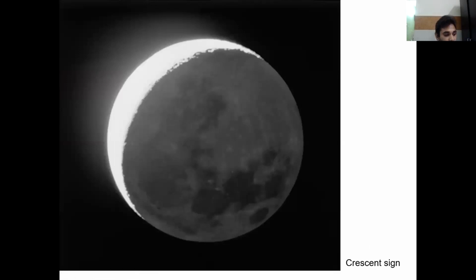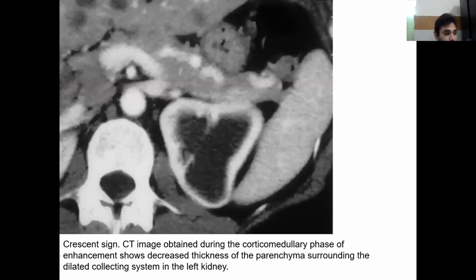Next, the crescent sign. Crescent sign. CT image obtained during the corticomedullary phase of enhancement shows decreased thickness of the parenchyma surrounding the dilated collecting system in the left kidney.